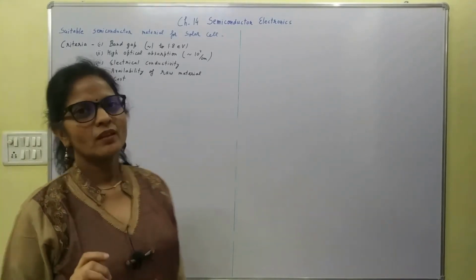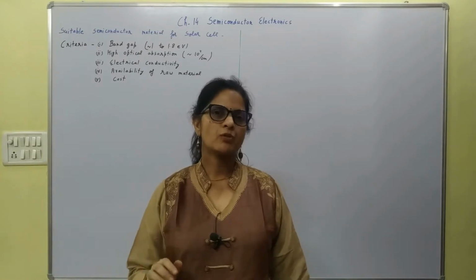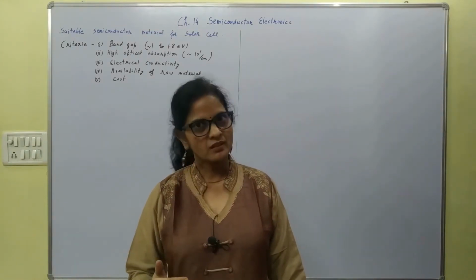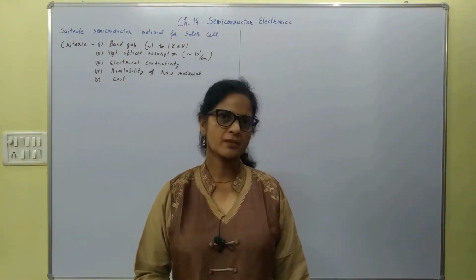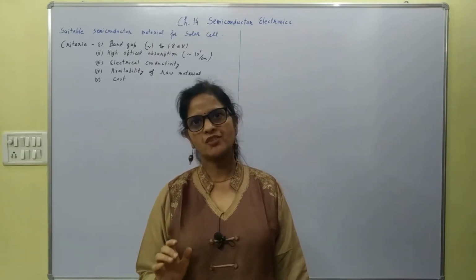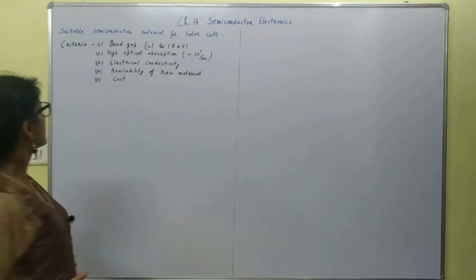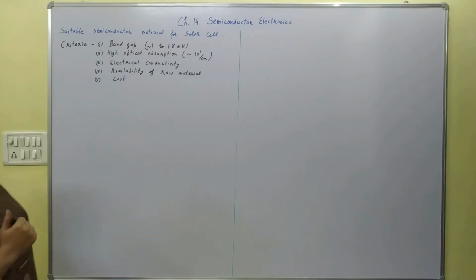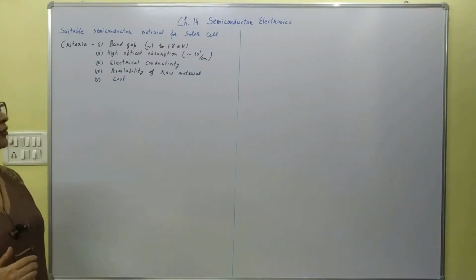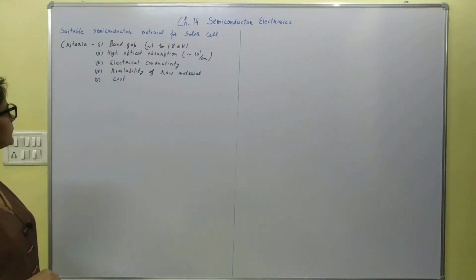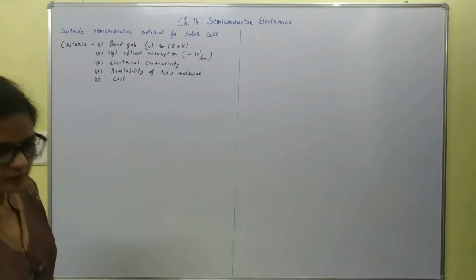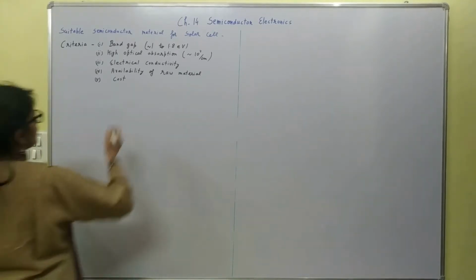Hello everyone. Today we will discuss the characteristics of the material to be used for making solar cells. The basic five criteria are: first, the band gap should be nearly equal to 1 to 1.8 electron volt.